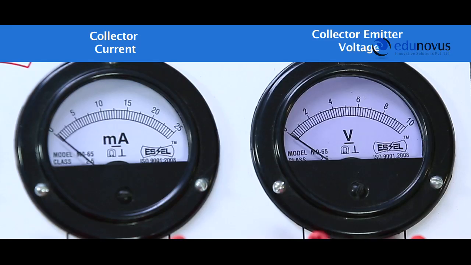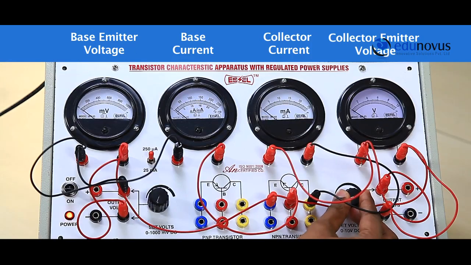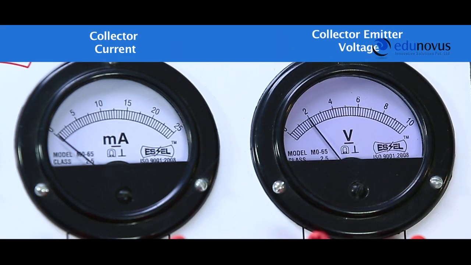Next, increase the collector emitter voltage to 2 volts and repeat the same steps to note down the base currents for the same set of base emitter voltages. Repeat this procedure for collector emitter voltage of 4 volts, 6 volts and 8 volts, and record your observations in the observation table.